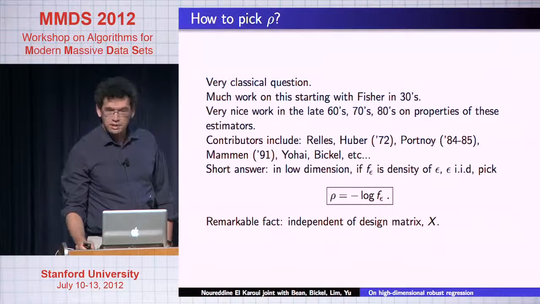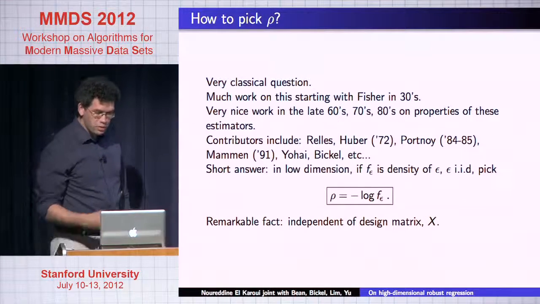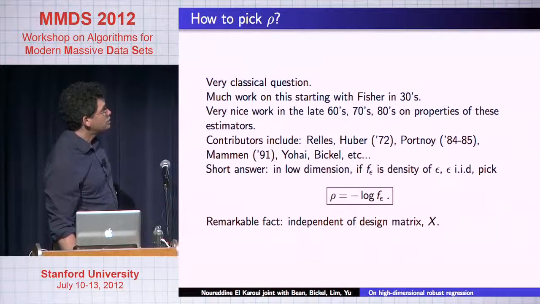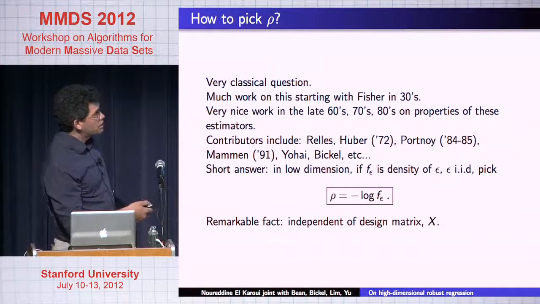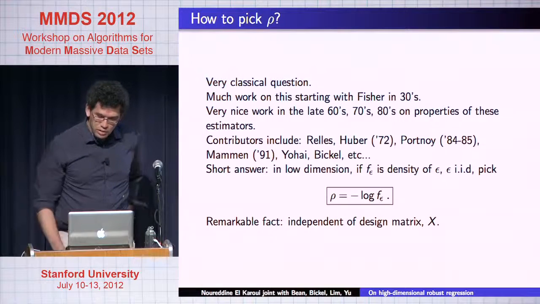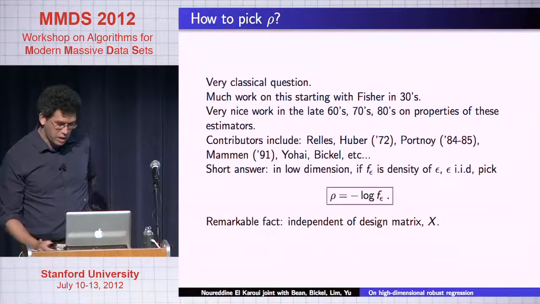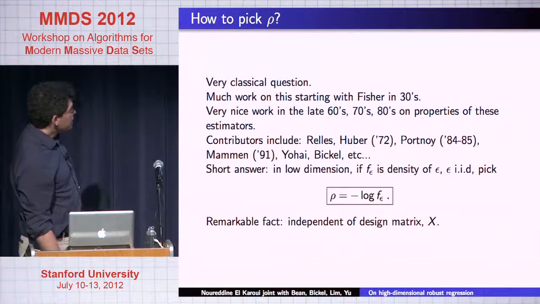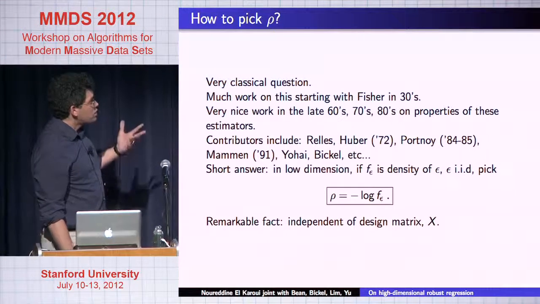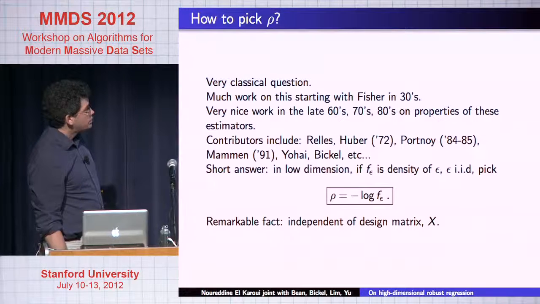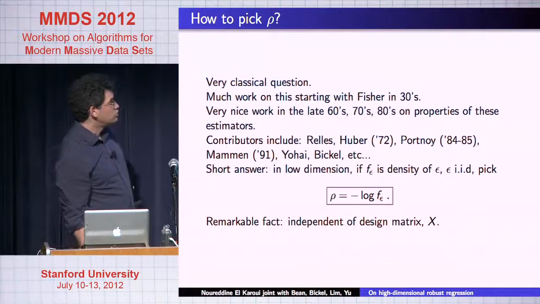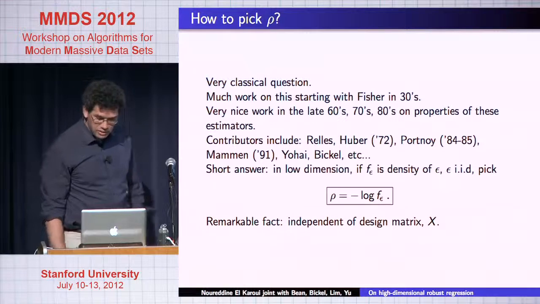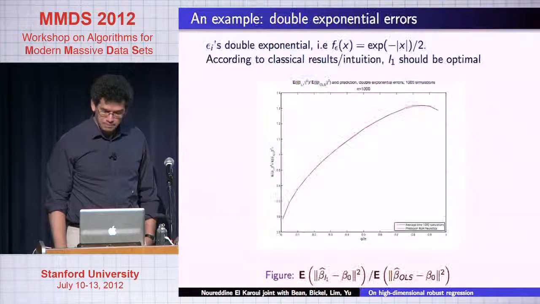And the short answer is that it's easy. If you happen to know the density of the errors, and for the sake of argument in this talk, I assume I do, what you should do is take minus the log of the density of the error. So use maximum likelihood estimation, and that's the best you can do. Okay? And that's, I guess, something that shapes a lot of people's intuition about how to do efficient regression. Okay, and the remarkable fact is that that's independent of the design matrix X.